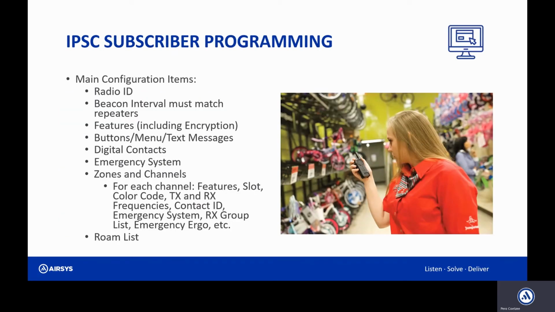And for the subscriber programming, the main configuration items are the radio ID and beacon interval, and that must be the same as in the repeaters. Whichever features you want to enable: the buttons, the menu, text messages, digital contacts, emergency system, zones and channels, and the roam list. So the repeater programming is very simple. There's very little that you need to configure. Most of the configuration is in the subscriber radios, and we will look at this in more detail in the CPS after this.